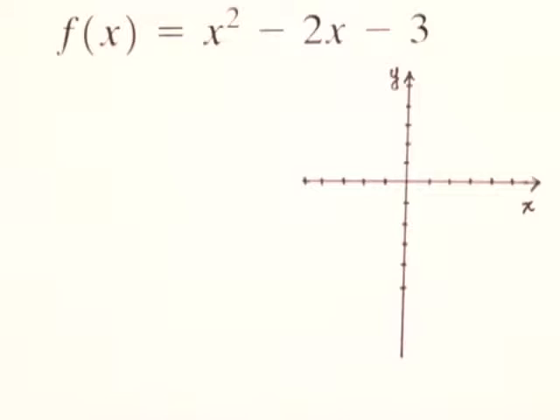We'll use the vertex and the intercepts to graph our next quadratic function. We'll also find the axis of symmetry and then state the domain and the range of this function. We have f of x equals x squared minus 2x minus 3.